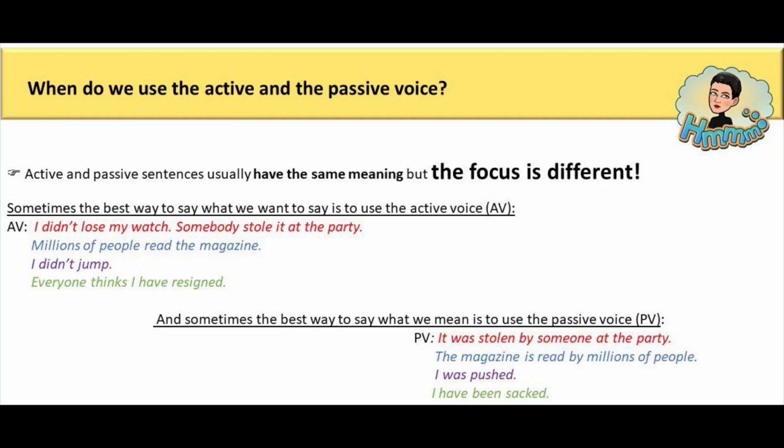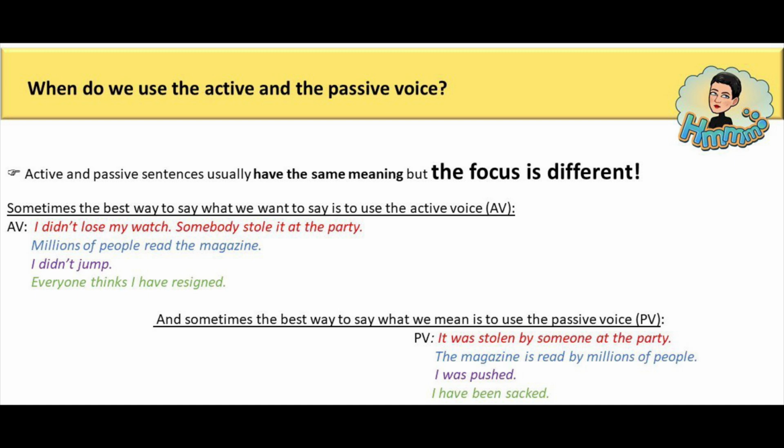There are occasions where you have to use the passive, and definitely when you are preparing for an exam, when you are taking an English exam, this is what they like to test, whether you are able to transform the sentences from the active to the passive or vice versa. So you need to know the passive voice, and also there are situations where you just have to use the passive, and we will explain why. Sometimes the best way to say what we want to say is to use the active voice.